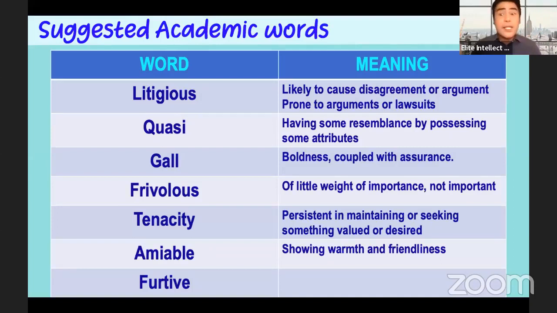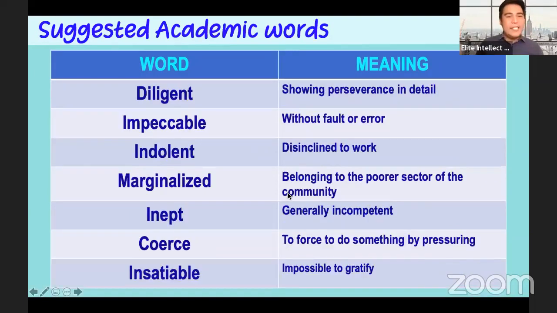Furtive. Try to guess what's the meaning of furtive. The meaning of furtive is secret. Sir, ano nga ang ibig sabihin ng furtive? Secret nga. That's the meaning of furtive. Furtive means it's a secret. So try that, okay? There you go. What else?